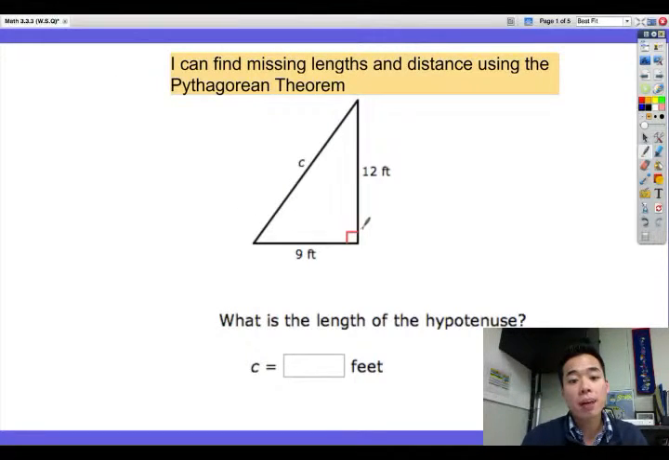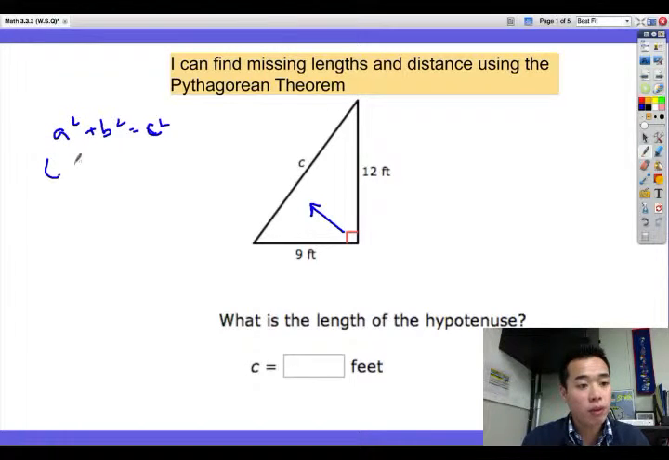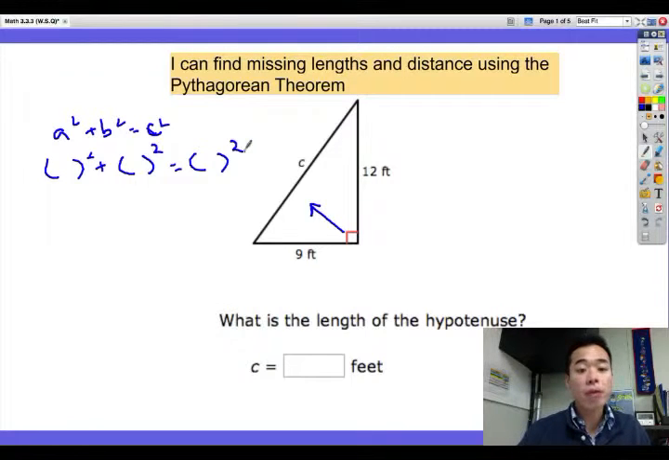Remember that the hypotenuse is opposite of the right angle, so right here. If I draw my arrow straight across, I know that c is my hypotenuse. So from here, I just write down the Pythagorean theorem, which is a squared plus b squared equals c squared. What I like to do is replace each variable with just a parentheses: parentheses squared plus parentheses squared equals parentheses squared. Next, I put in the values that they give me.